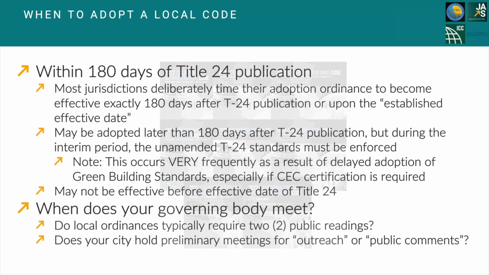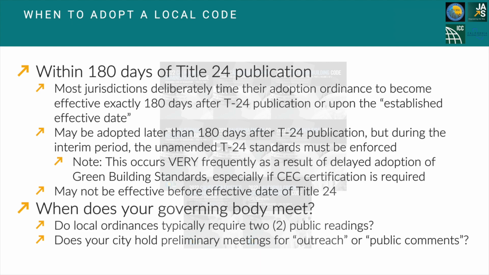Local amendments may not be effective or enforced before the effective date of Title 24. And if a local jurisdiction chooses to take no action and not file an ordinance with the California Building Standards Commission or other state agencies, they must enforce Title 24 as published.